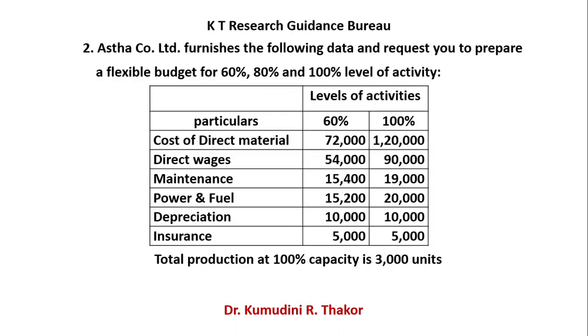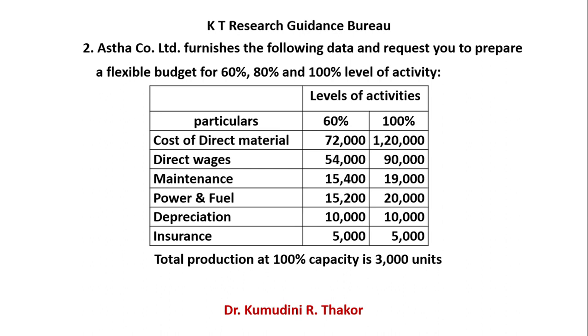Now, let's try to understand the flexible budget with another type of example. In this example, the company gave you the data for two different activities at the level of 60% and the level of 100%. On that basis, you have to prepare a flexible budget for 60%, 80% and 100% level of activity.